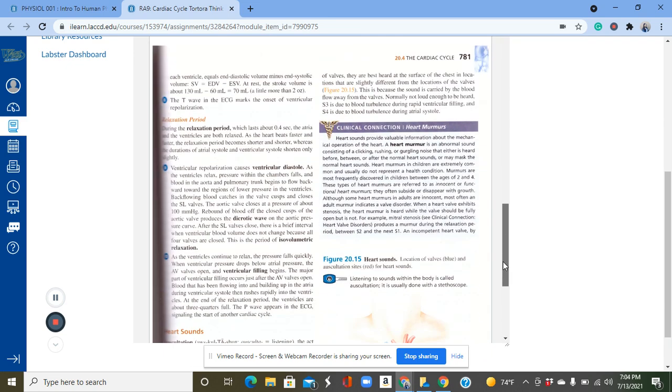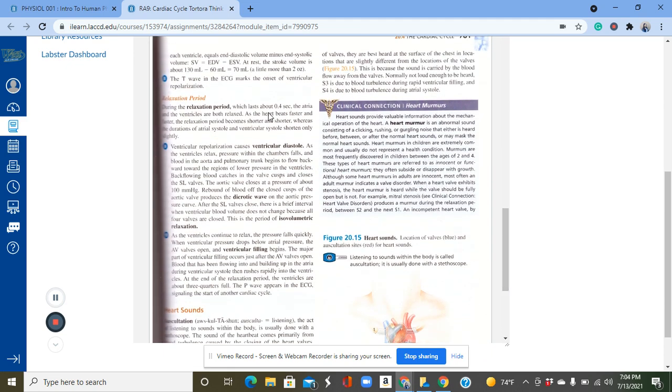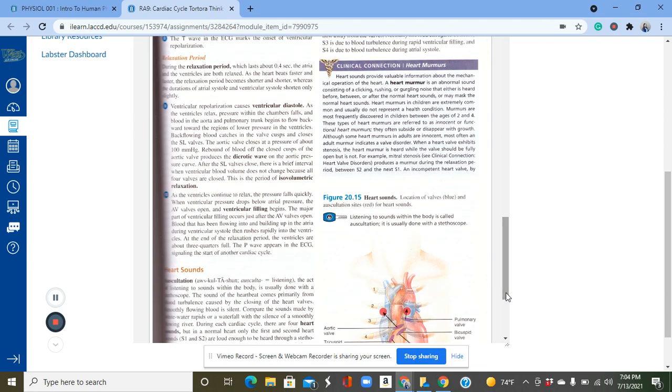Okay, so now that we have that out of the way, we can move on to the relaxation period. During the relaxation period, which lasts about 0.4 seconds, the atria and the ventricles are both relaxed. As the heart beats faster and faster, the relaxation period becomes shorter and shorter, whereas the durations of the atrial systole and the ventricular systole shorten only slightly.